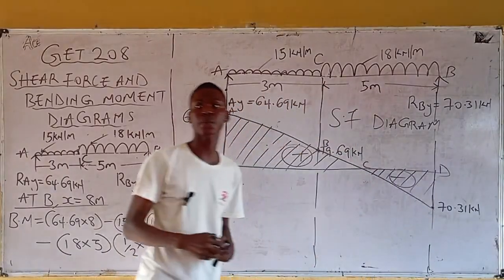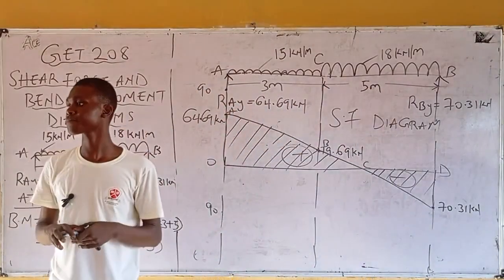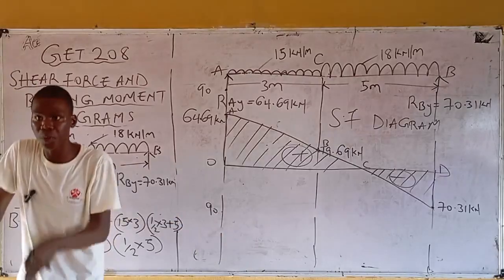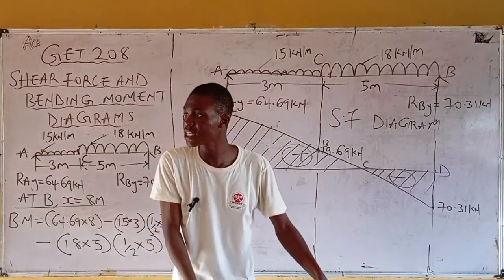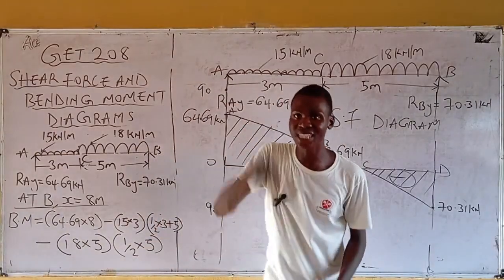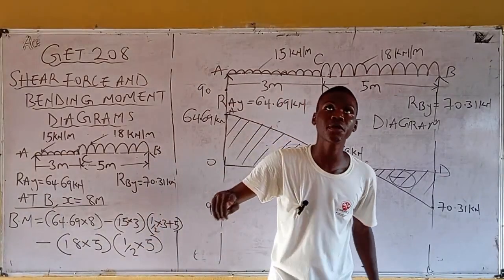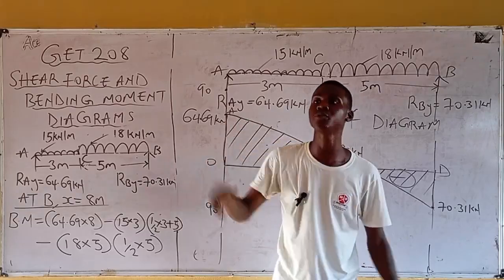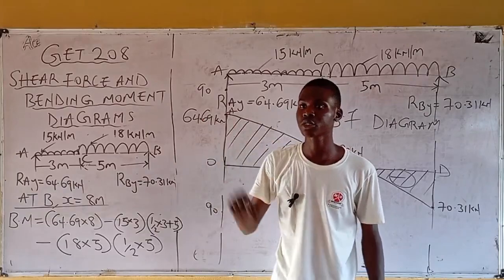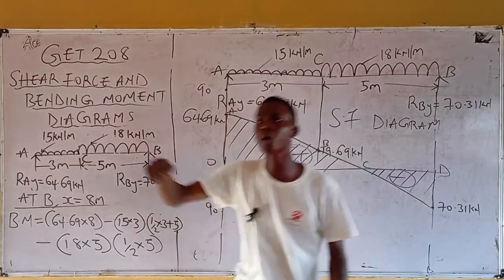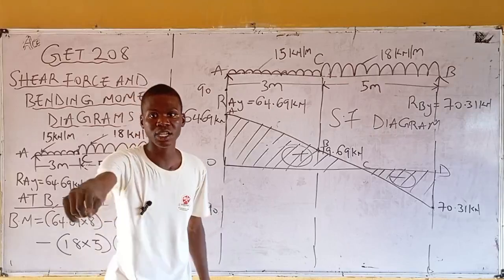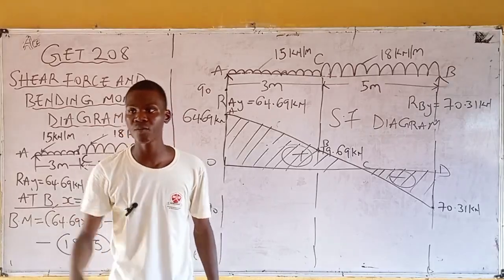At what point do you have shear force changing? C. At point C, shear force is changing sign. It is changing from positive to negative. Meaning that at that point, that's where you have the maximum bending moment. Now, go back to the bending moment calculation. What is the maximum bending moment here? What is the greatest value of bending moment here?